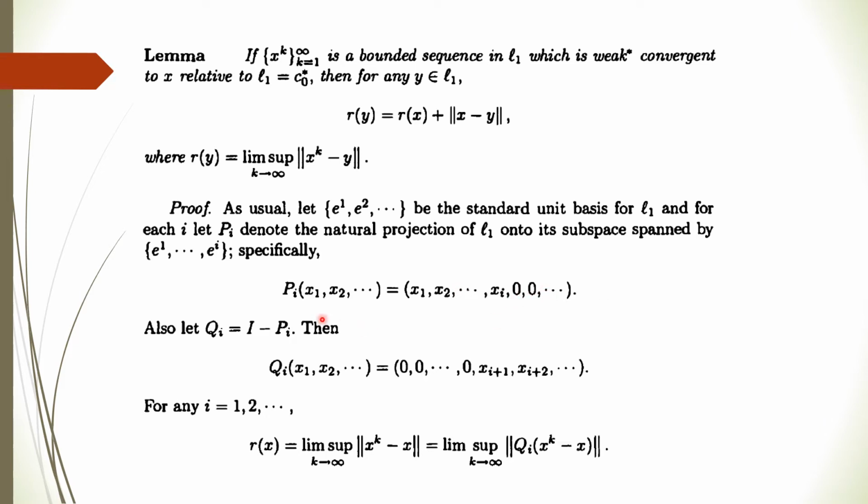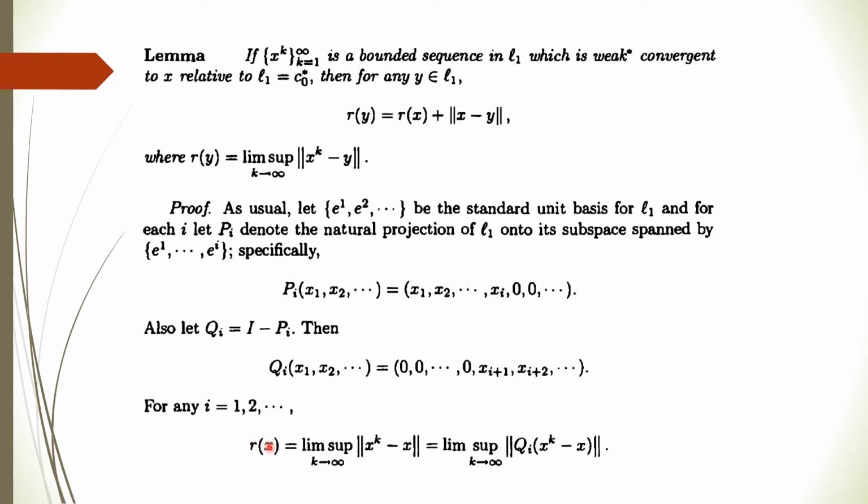So P1 means x1 and the rest are all 0. Q1 means 0 at the first place and the rest are x2, x3 and so on. So basically this is the complement of Pi.